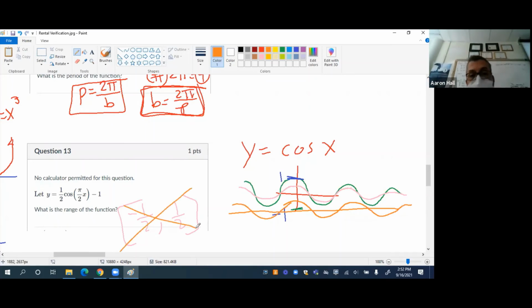Then what is my range? -3/2 to -1/2. Does that make sense, or are you confused? Does that make sense why the new range is from -3/2 to -1/2? Do you want me to explain that again? We're good?